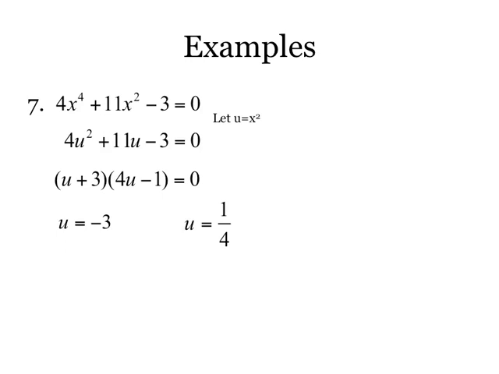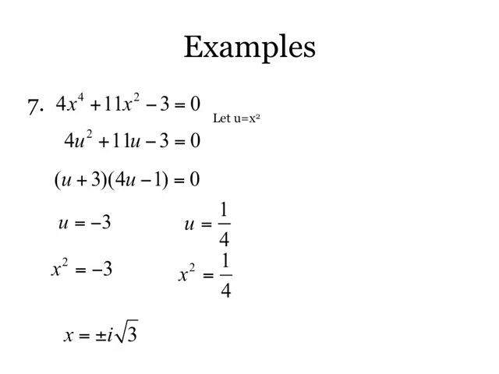So now that you've solved for u, we're going to use that substitution that we had before and substitute the x squared back in for u. So x squared equals negative 3, and x squared equals 1/4. Now solving for x, we're taking the square root of both sides. Don't forget your plus or minus.